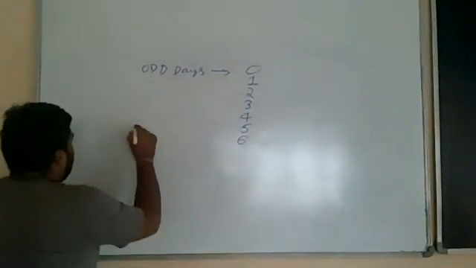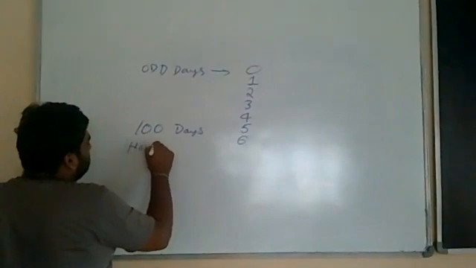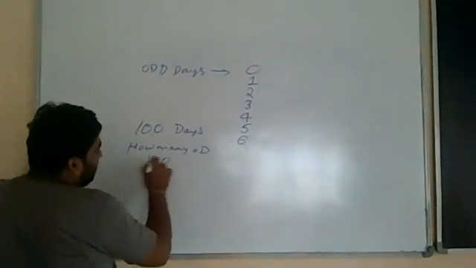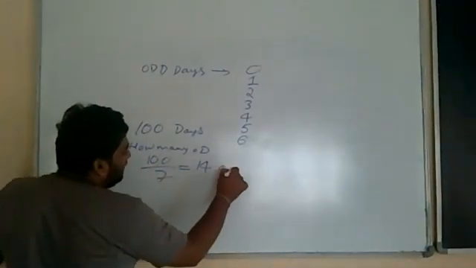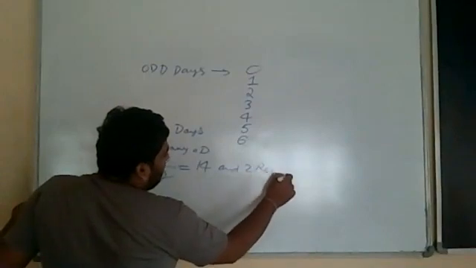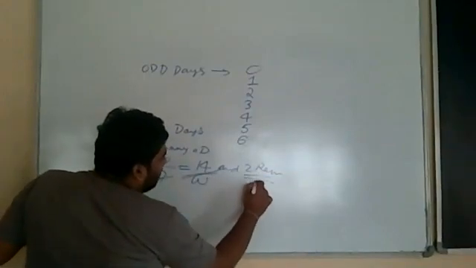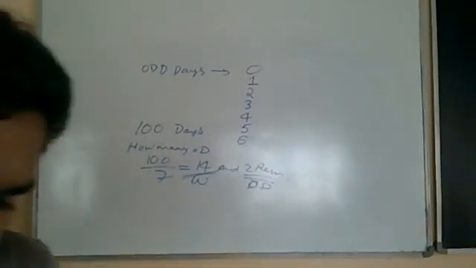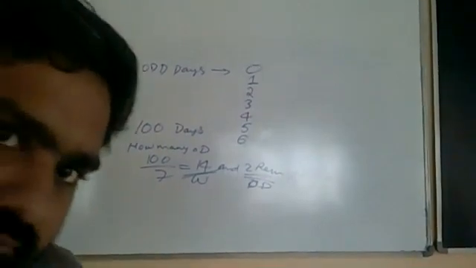If I say, for example, 100 days, tell me how many odd days. What will you do? You just take 100 divided by 7. You get 14 as the quotient and 2 as the remainder, which means 14 weeks and 2 odd days. Yes or no? Getting this?